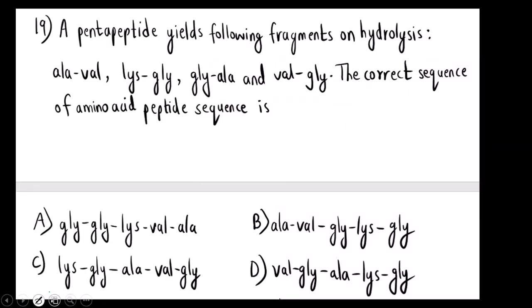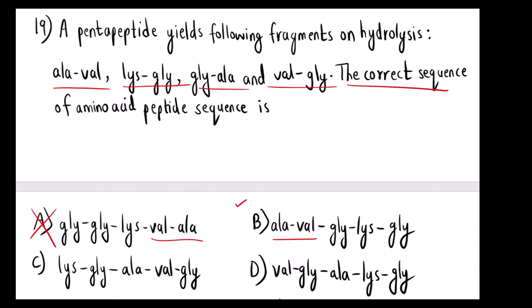Next one. A pentapeptide yields the following fragments. This is very simple. 4 fragments are obtained. What we have to do is identify the correct sequence. So one by one check for the fragments and their order. Alanine, valine: where is it present? Here it is valine, alanine. This is incorrect. Alanine, valine, this can be correct. Here also alanine, valine is present. This can be correct. Here alanine, lysine is present. This is incorrect. Two options are eliminated from the first fragment pair.